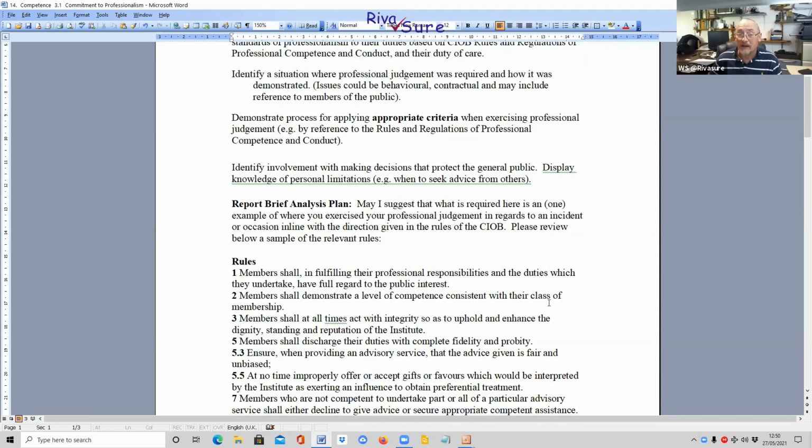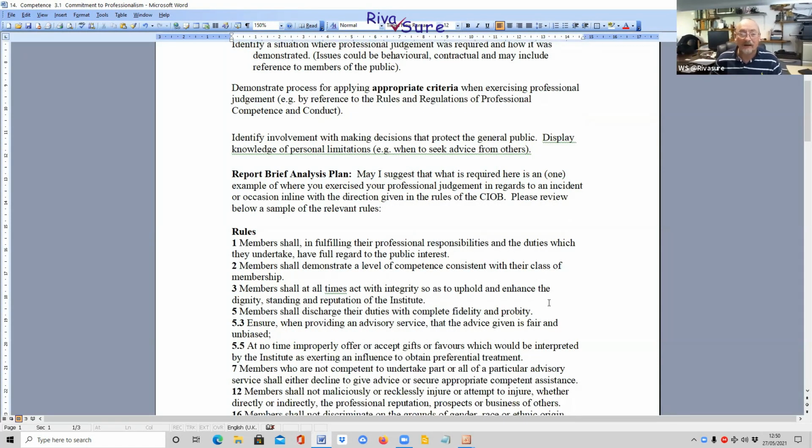Members shall, in fulfilling their professional responsibilities and the duties which they undertake, have full regard to the public interest. Is the public involved? Members shall demonstrate a level of competence consistent with their class of membership. Competence means knowing your limitations and also knowing when to call in the experts or other professionals, as and when required.